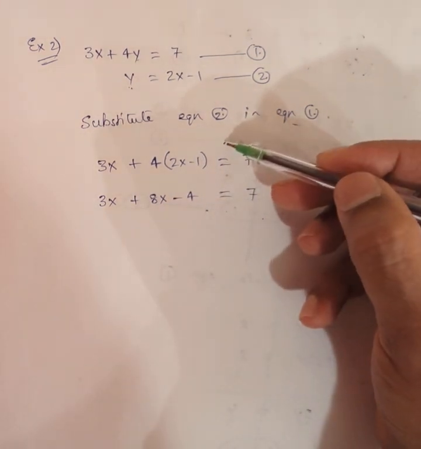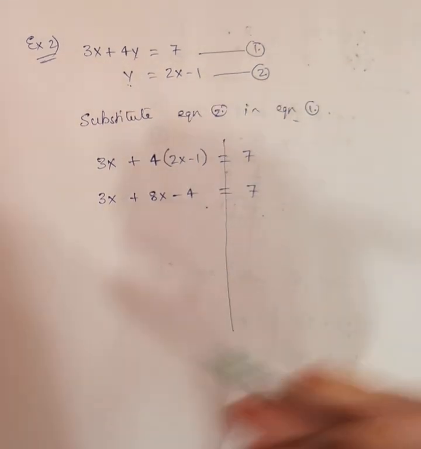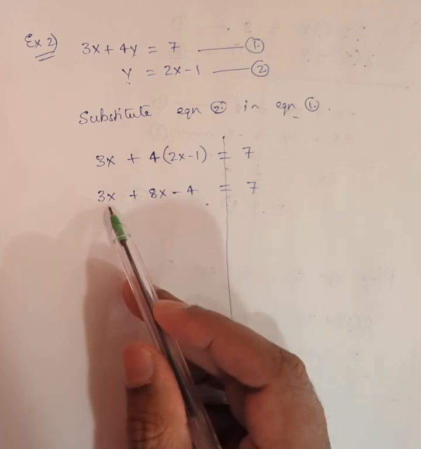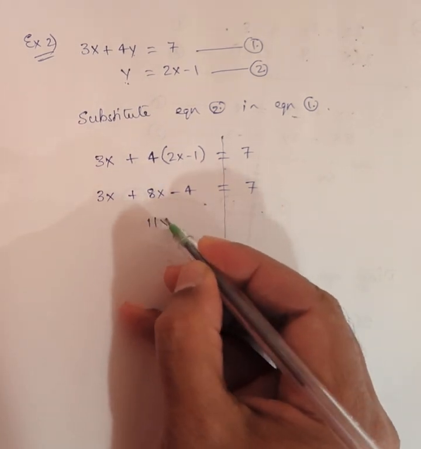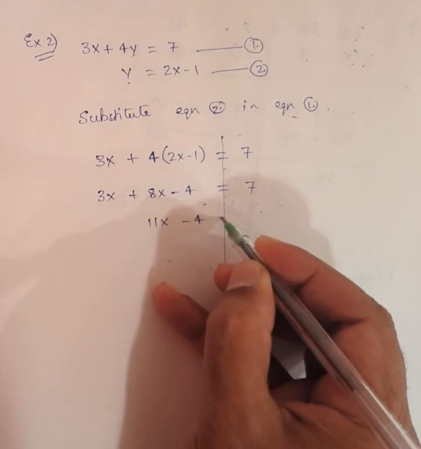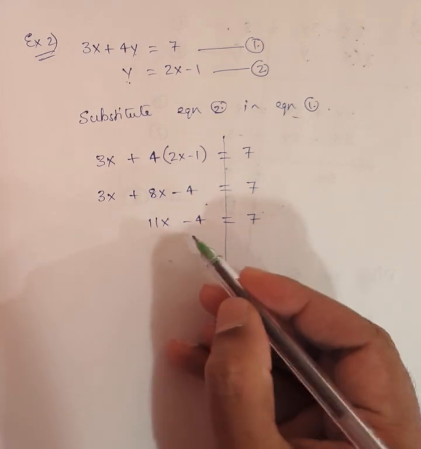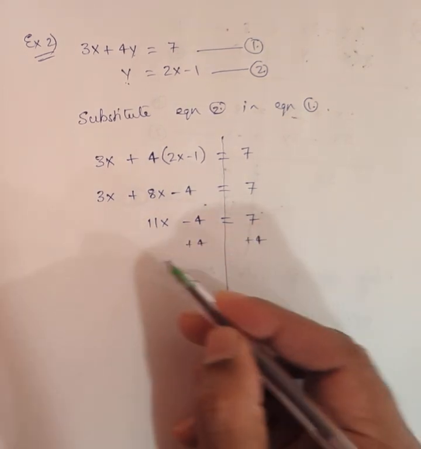So we are solving for x. So let's go ahead and draw that line through our equations. Simplify on each side. So simplifying means I'll be combining the like terms here. I get 11x minus 4 is equal to 7. And now I add 4 on both sides. So plus 4, plus 4.